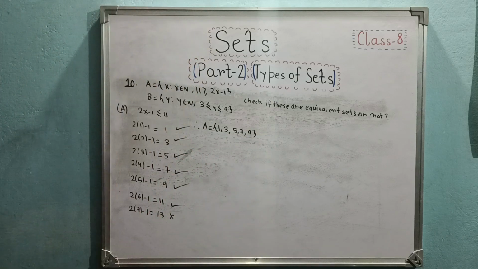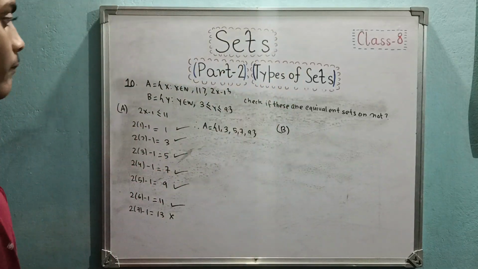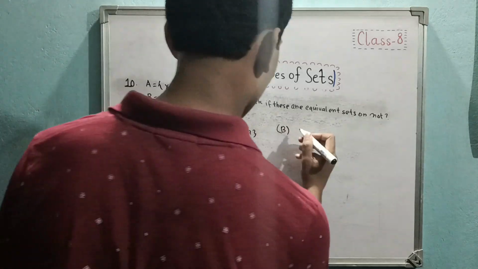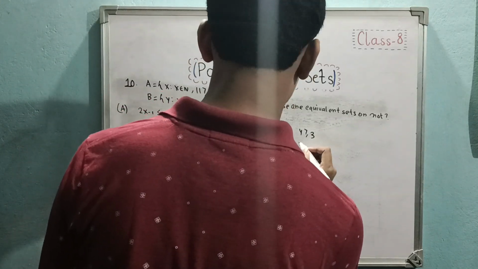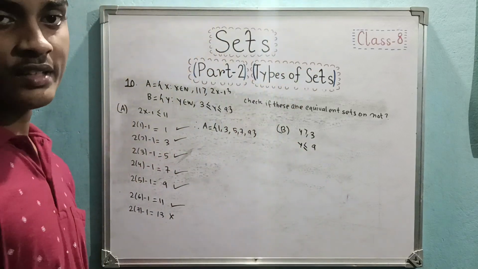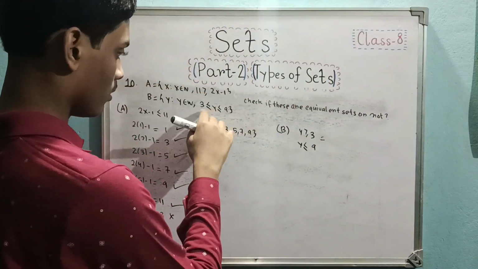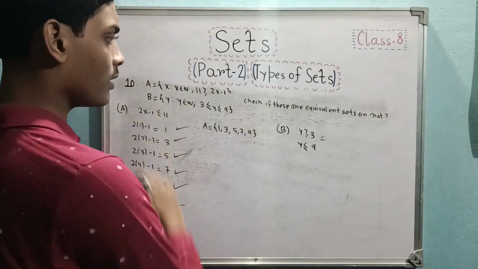Now let's proceed to B. For B I have 3 ≤ y ≤ 9. So I have two inequalities, y ≥ 3 and y ≤ 9. Let's check the values. For y ≥ 3, just converting here, 3 ≤ y means y ≥ 3.